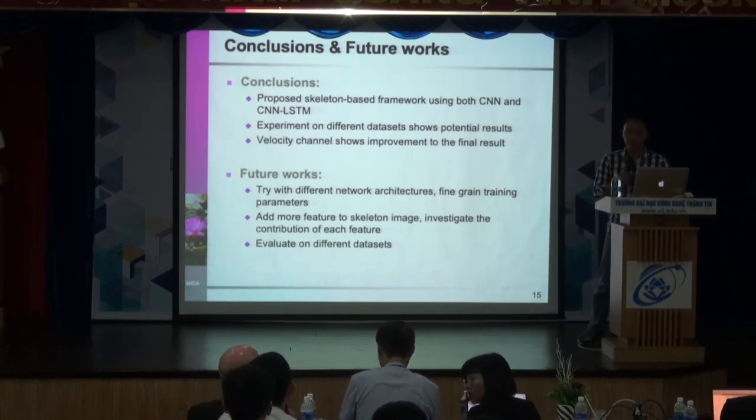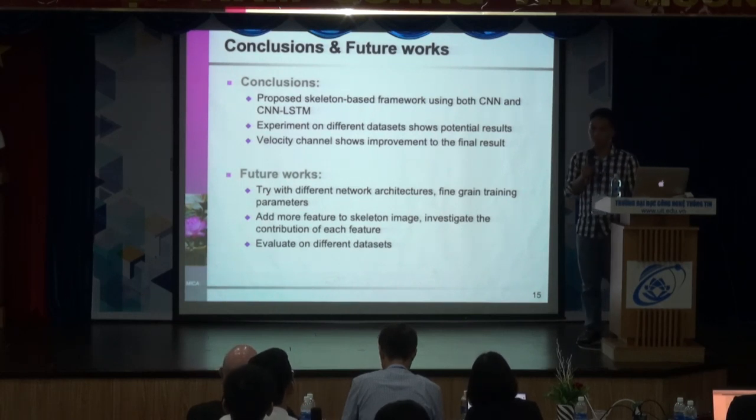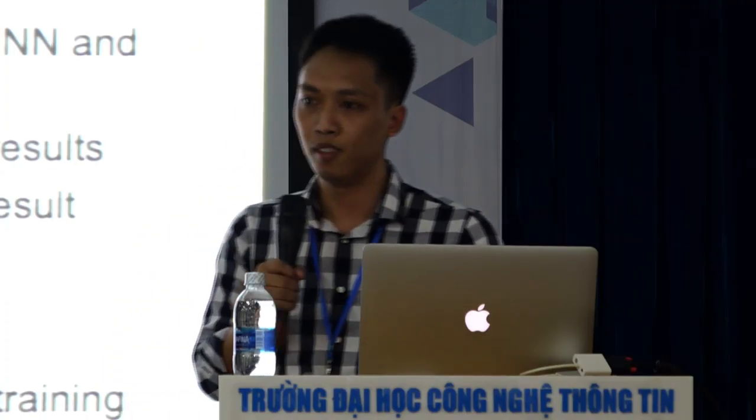Okay, the second question is, sometimes due to occlusion, maybe some joints will be missed. How can you handle this kind of situation? Actually, in those two data sets, there is not much occlusion, just the whole subject in the image. Okay, thank you.